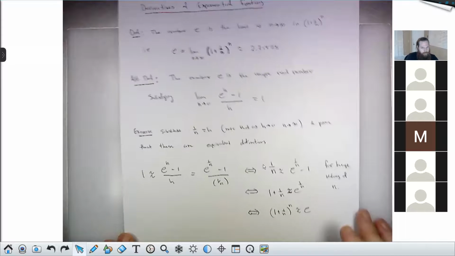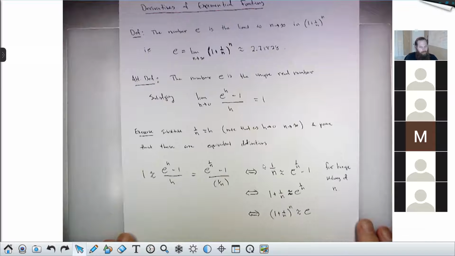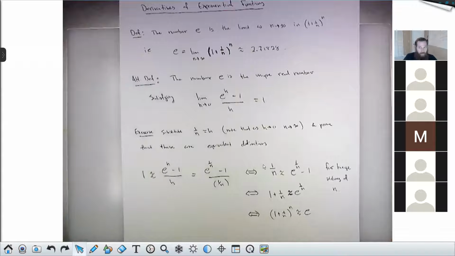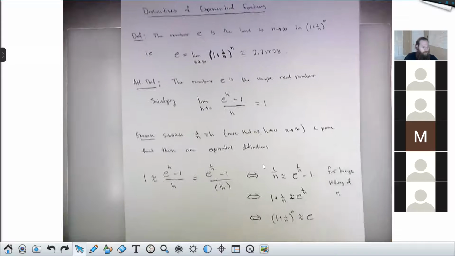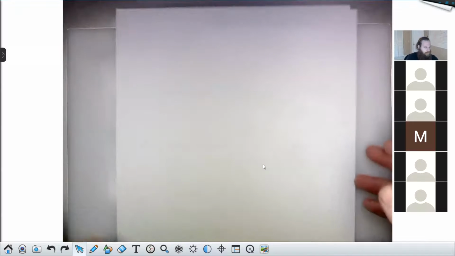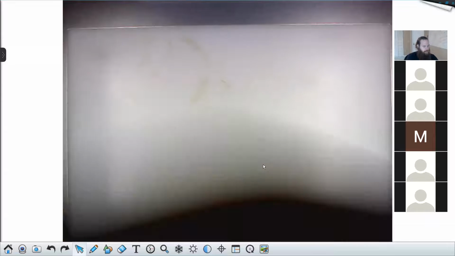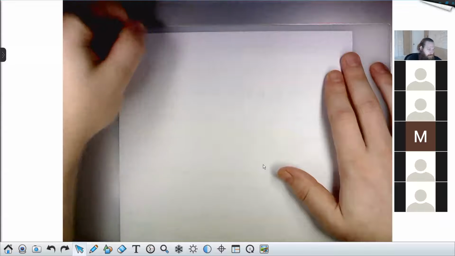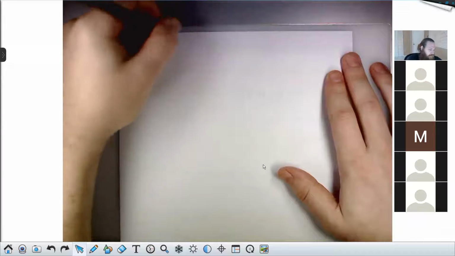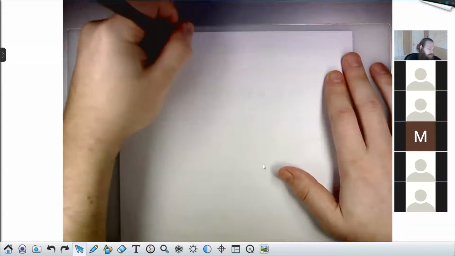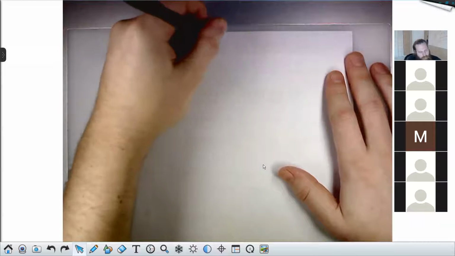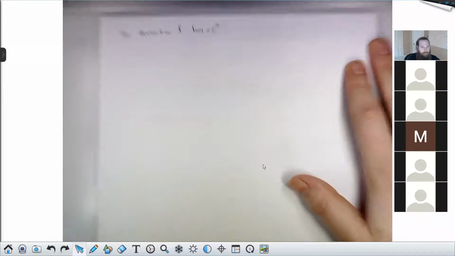The reason we use this definition in calc class is because we want to calculate the derivative of e to the x. And that derivative ends up having that definition as a factor. So, the derivative of f of x equals e to the x. Let's do it.